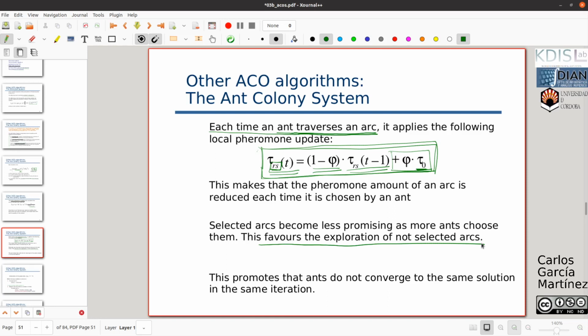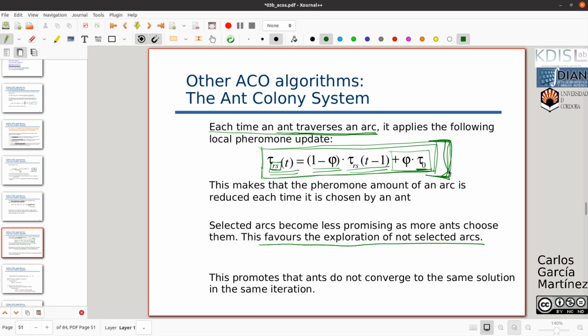At the end of the current generation, only the best solution is going to receive a pheromone contribution. The rest of the arcs remain the same if we did not consider this reduction. But the effect is that those that have been visited observe their pheromone amounts reduced, and those arcs that belong to the best solution receive more pheromone.